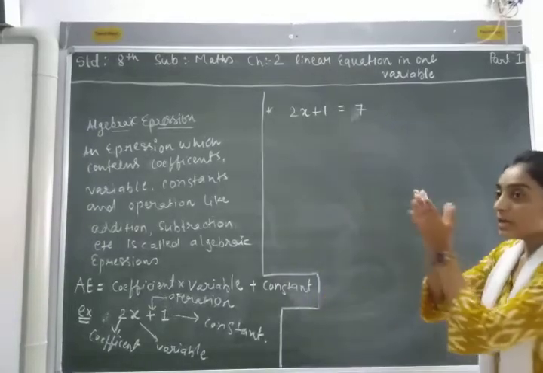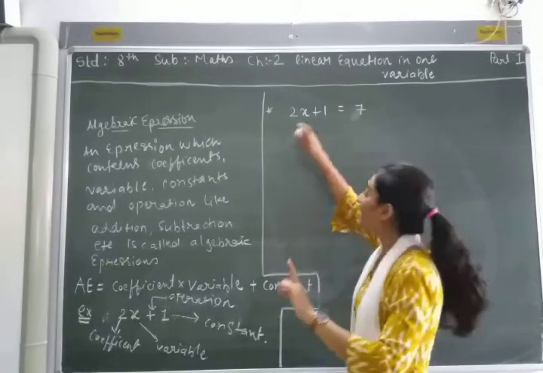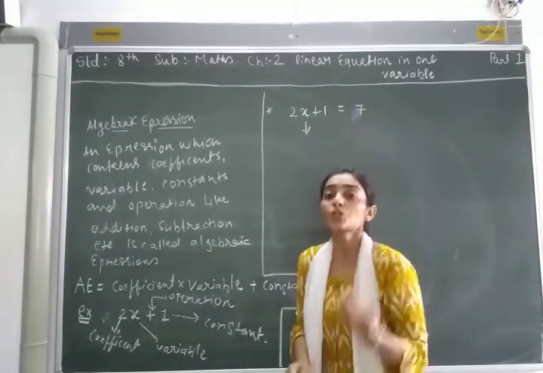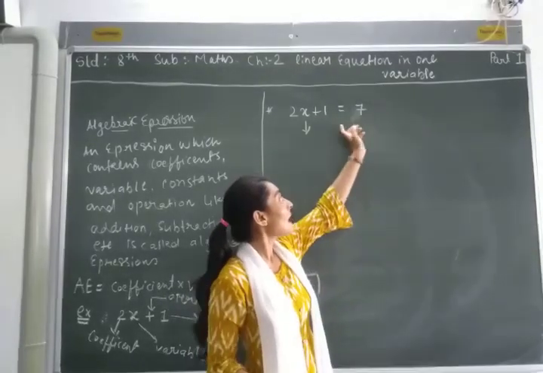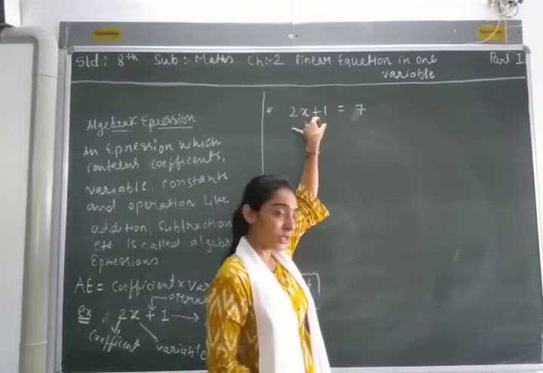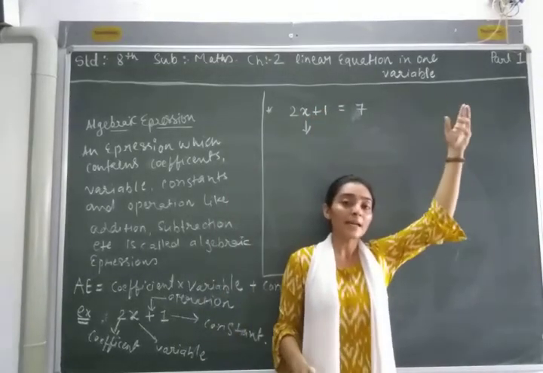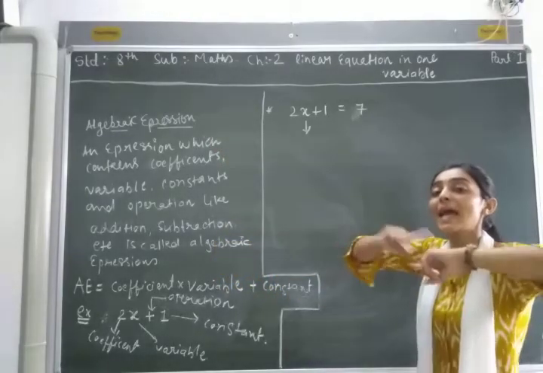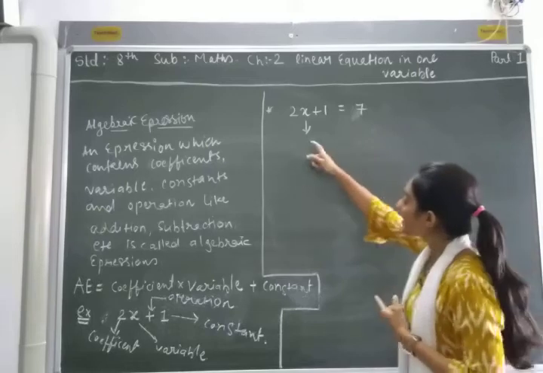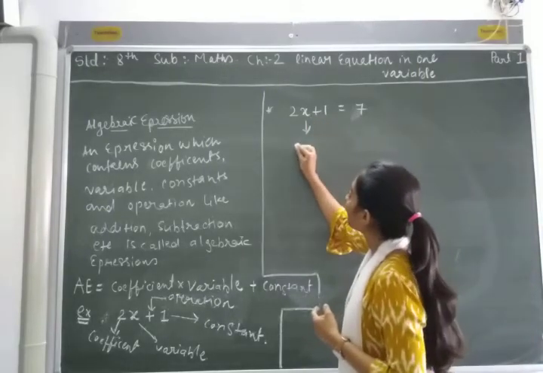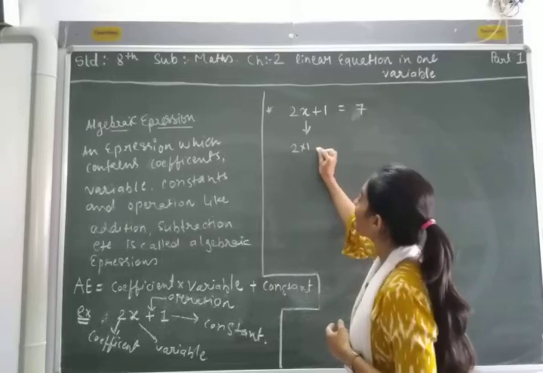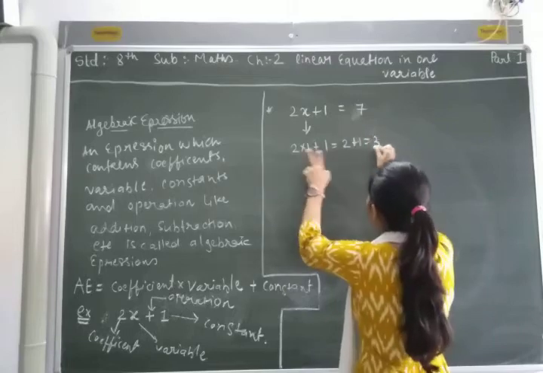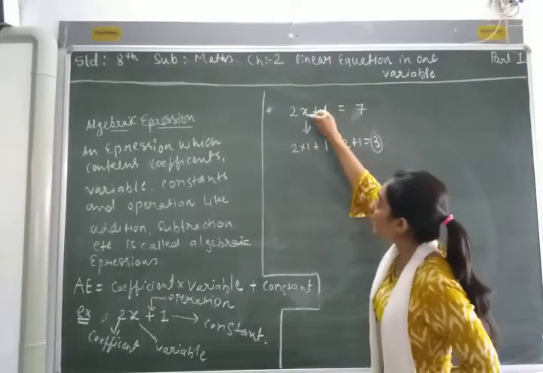Here a variable is given, so I have to replace this variable with some digit so that when I solve this equation, my left hand side is equal to the right hand side. So we have to replace our x. If I take x equal to 1, then 2 into 1 plus 1, which is 3, is what I get when I replace my x with 1.